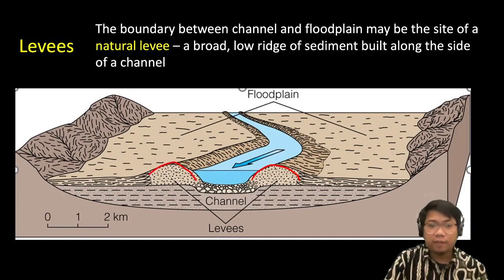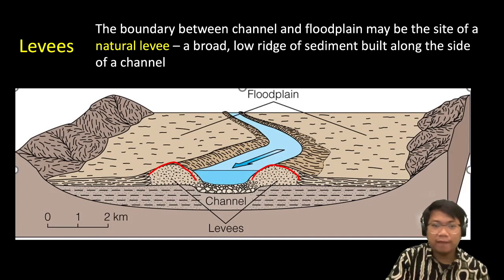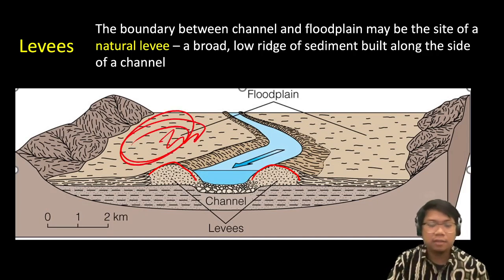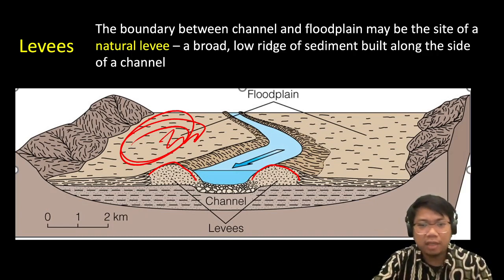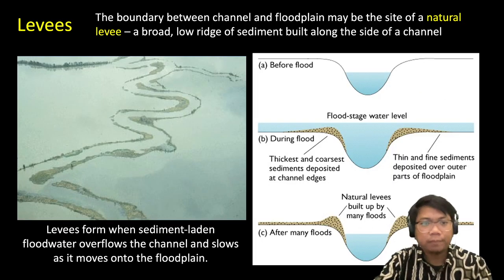Okay. Now levees can protect the flat lying areas behind them from floods. But of course, if the water rises too high, then it's just going to overcome the level of the levees, and floods would occur.